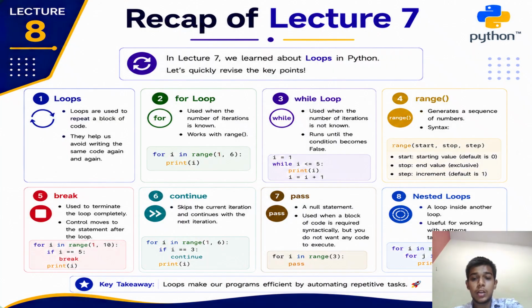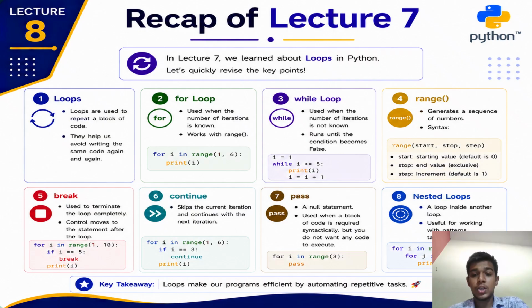Before we begin today's topic, let's quickly revise what we have learned in our previous lecture. A quick revision helps us remember important concepts and makes it easier to understand the new topic. In the previous lecture, lecture number 7, we learned about loops in Python. Loops are used to repeat a block of code multiple times, so we don't have to write the same code again and again. They make our program shorter, cleaner, and more efficient.